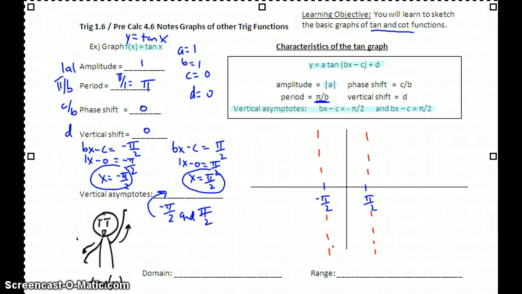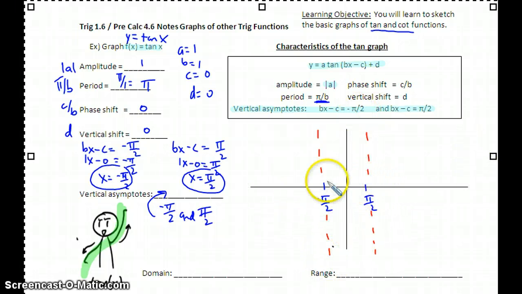Once you have that, the tangent graph is so much easier to graph, because here's what you need to know. The basic shape of the tangent graph looks like this. It's going to be a curve that kind of is almost like an S shape, where the right side is rising and the left side is falling. So the only thing I have to do once I find these two vertical asymptotes is figure out where the middle of this graph would be, and then make the right side go up from there and the left side go down from there.